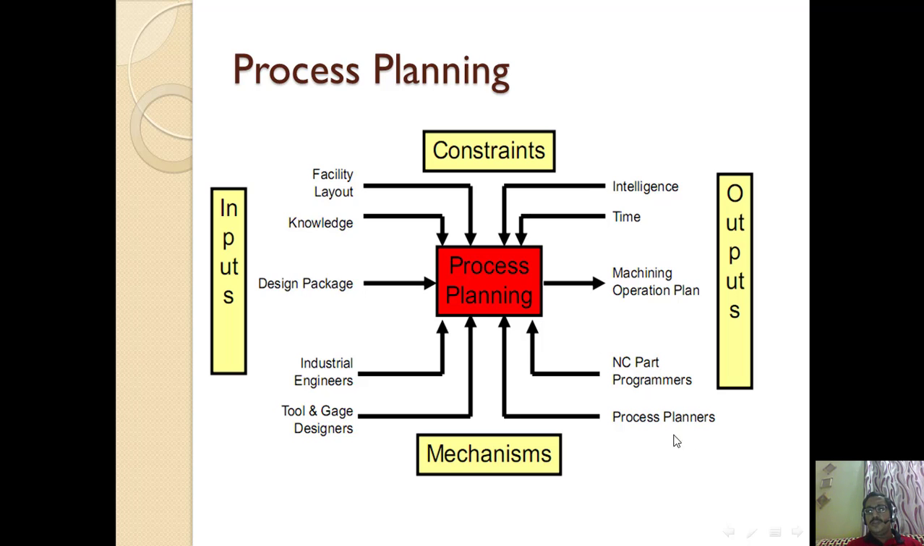sequence, and there is a process planner. So these are some mechanisms, and there are some constants. Constants in terms of layout, in terms of intelligence, in terms of the design package or the part program. So these are some constants, such as which type of software and which type of hardware you are using in the computer system or in the manufacturing system. A particular mechanism will be there. So as per the inputs, the mechanisms are also important, by which the output, or machining operation plan, can be developed, right?